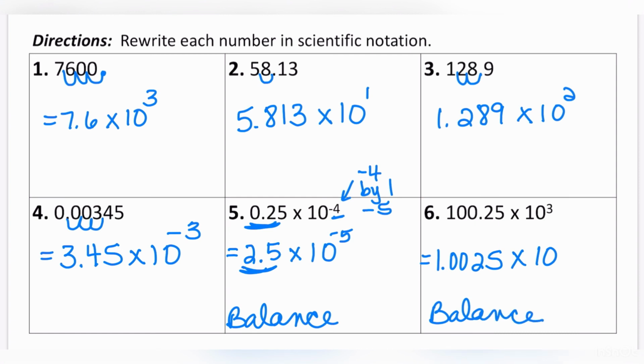Okay? So in comparison, 100.25 is now 1.0025. And that means the number has gone smaller. We have to balance it out by making the power bigger. And we're going to make the power bigger by 2 because I moved the decimal point back 2 spaces. So instead of a 3, it has to be bigger by 2. So this becomes times 10 to the 5th power.